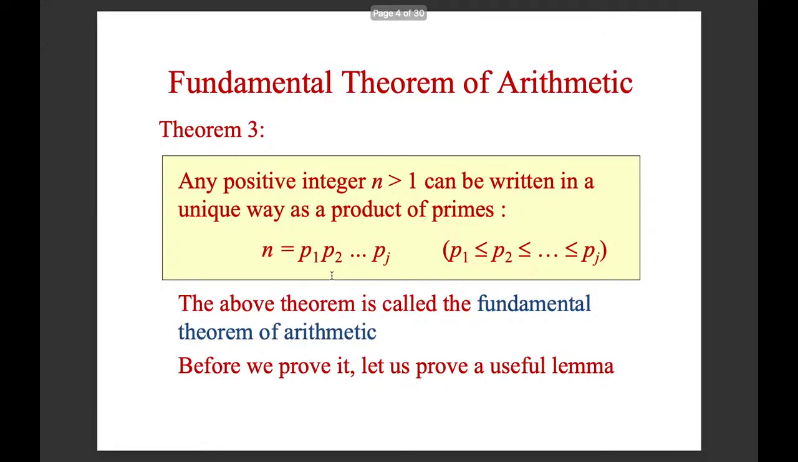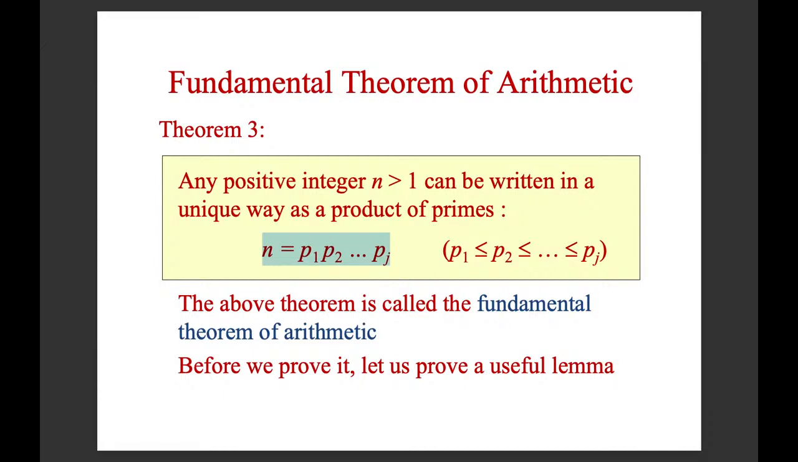Here it says, and this is also a result that you have already known in primary school, that any positive integer n greater than 1 can be expressed as a product of primes, multiplying them together. If we arrange the primes P1, P2, and so on in monotonically increasing order, then this expression is unique.